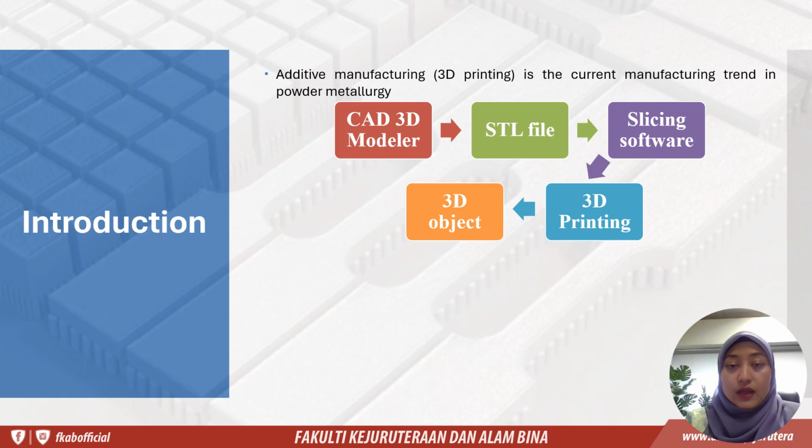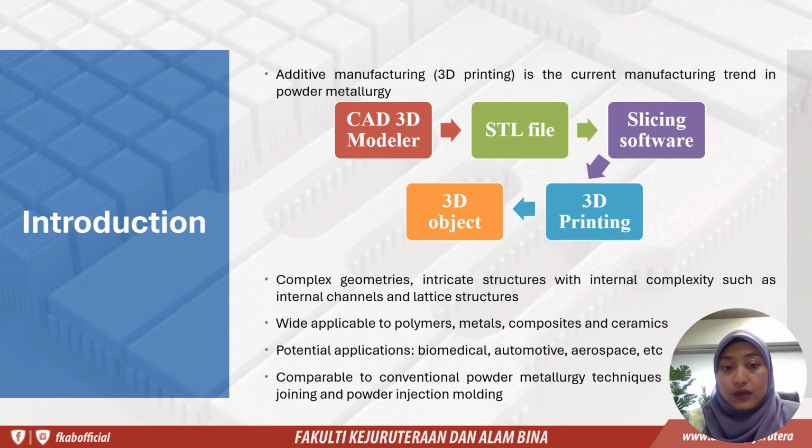So this is the sequence on how to print a 3D object, starting from design using a CAD 3D modeler, then you convert into an STL file, then you undergo a slicing software to get the suitable printing parameters, and you print your design according to the shape that you want, and finally you obtain the 3D object.